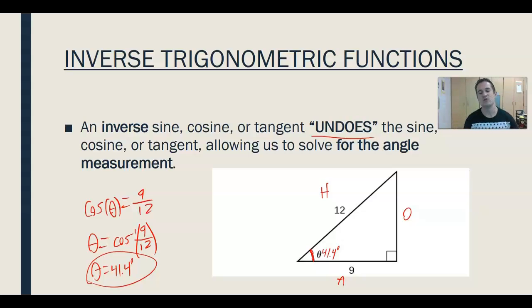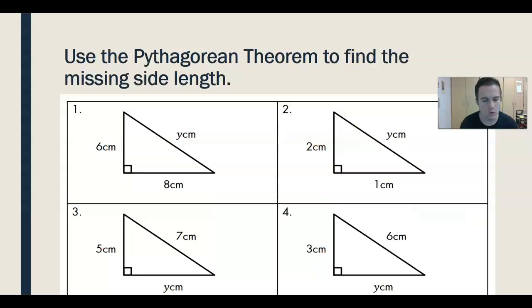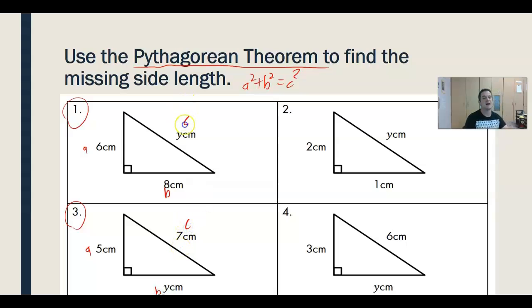Now, let's do some sample problems. Let's do a couple of these. I'm going to do 1 and 3. So here I have 2 of the sides of a right triangle, and I want to find the third side. So when I'm just dealing with sides of a right triangle, I use the Pythagorean theorem. A squared plus b squared equals c squared, where a and b are the legs of the right triangle, and c is the hypotenuse, or that long side.